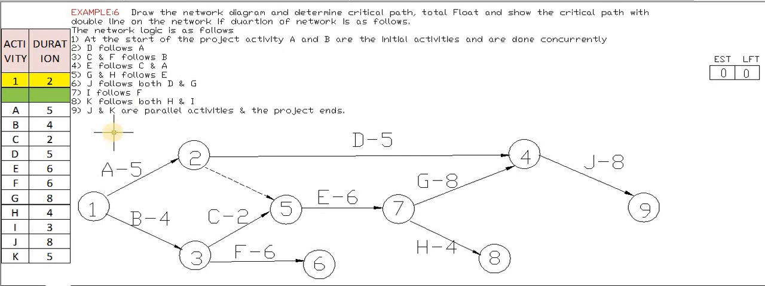Okay. I follows F. What is serial number 7? I follows F. That means only after completion of F, I will be carried out. So here F has been completed, but it is completed somewhere here. So we will take this, or we will have this at this point here.